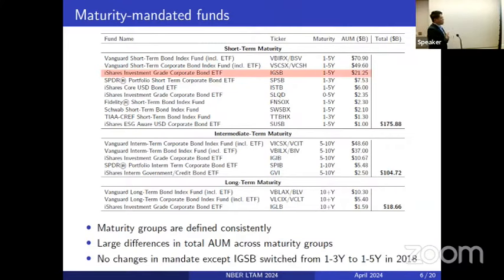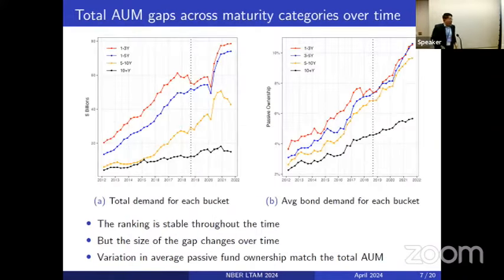One last thing we want to highlight is that there is no significant change in terms of the mandate. So most passive funds have a fixed mandate. The only exception is that in 2018, one IGSB fund changed their mandate from 1 to 3 year to 1 to 5 year, which we think is a very interesting anecdote. And we're going to mention that later to further pin down that our effect is indeed caused by this passive fund mandate.